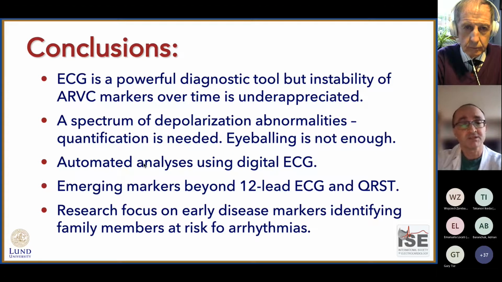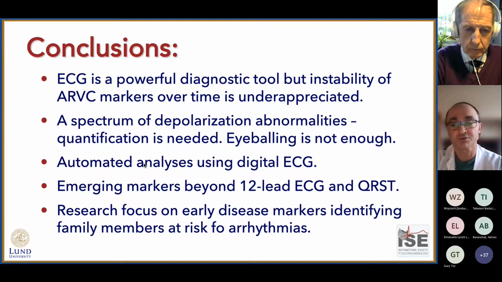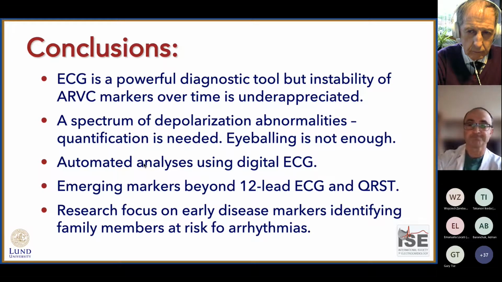Digital ECGs give us a possibility for automated analysis, and there are new markers emerging beyond the 12-lead ECG and simple analysis of the QRST complex as we're used to. And we should use those new technologies and new opportunities to learn more about early phases of the disease and its development. And with this, I wanted to conclude. I will be happy to take questions. Thank you.